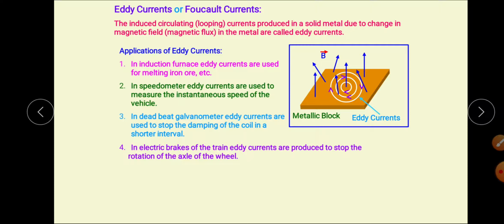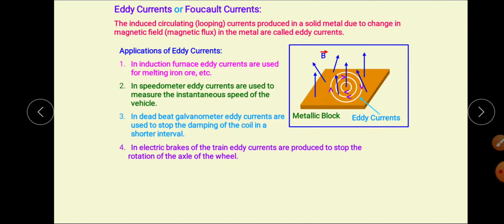the rise of the current in the galvanometer, and because of the opposition offered by that eddy current, the needle of the coil will not suddenly go to the maximum and will not suddenly come back to the initial position, and unwanted oscillations of the coil can be avoided.